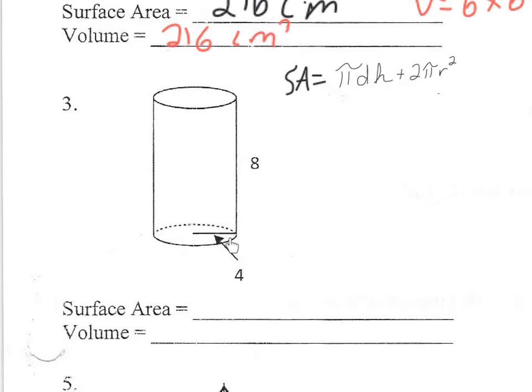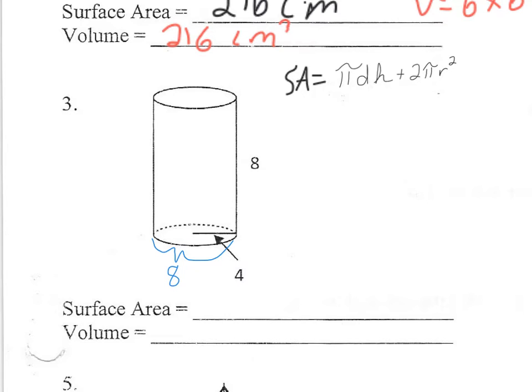Radius is halfway across, diameter is all the way across, and in this case we need both. So if we know radius is halfway across, we also need the diameter. We know we need to double that, which in this case is going to give us 8. Now it doesn't give us a unit of measurement, so we're going to leave it just as 8.